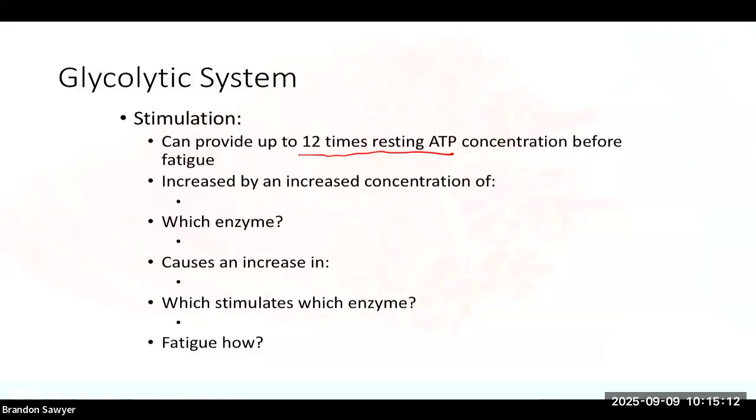Its usage is increased by an increased concentration of ADP again, also AMP, which would be just one more phosphate group taken off of that ATP, right? Adenosine monophosphate instead of diphosphate. So that's all evidence that we've broken down a lot of energy and we need to replenish it, right? And both of these activate that phos enzyme.